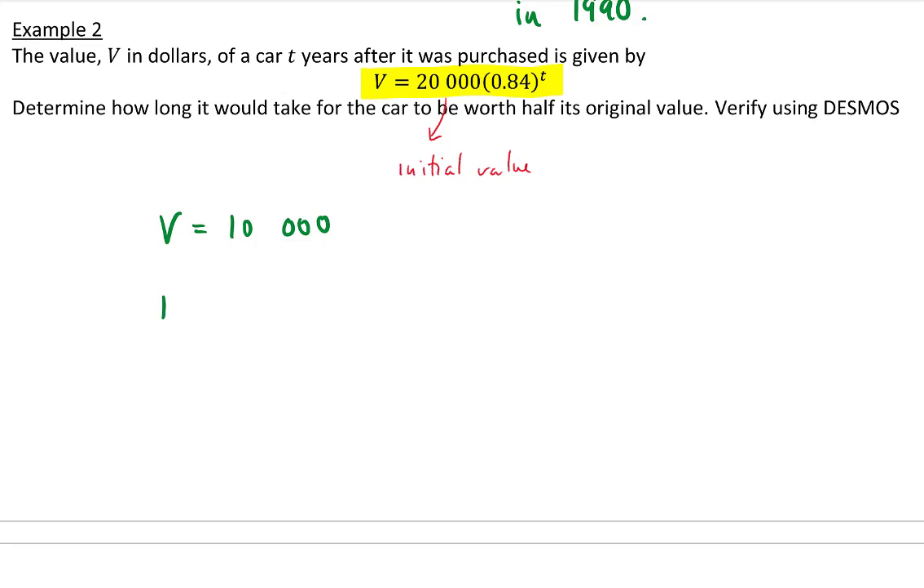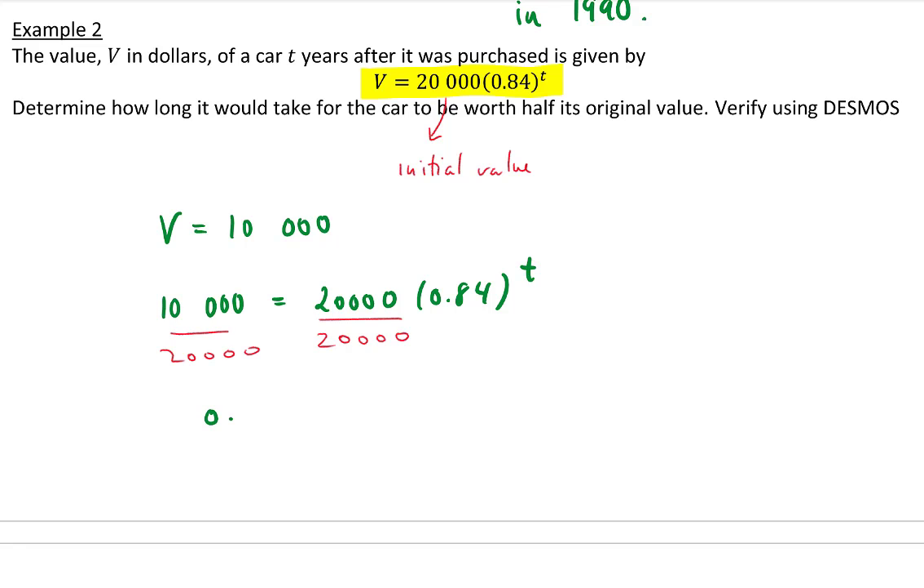So same as above, we're going to let V equal 10,000, which equals 20,000 times 0.84 to the t. We can go right to Desmos and solve, but since the numbers are so large, I'm going to show you a small trick you can use. I'm going to divide the 20,000 from both sides of this equation. And I end up getting that 0.5 is equal to 0.84 to the t.